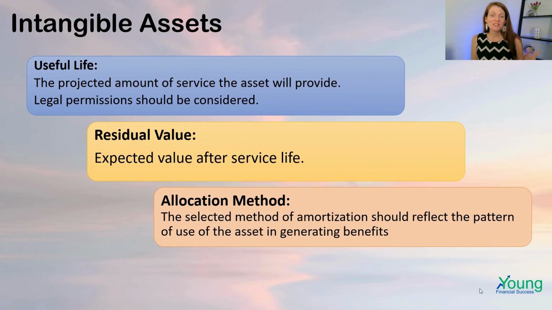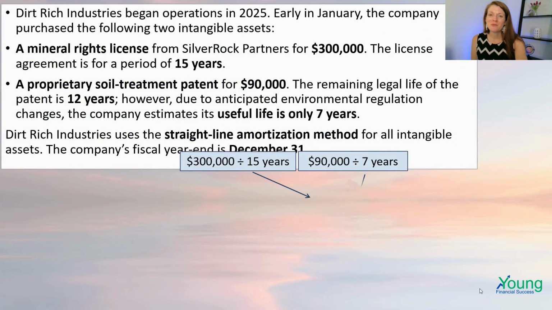But that's, of course, the expected value after its service life to us. And then the allocation method, we are going to choose whatever reflects the pattern of the generating benefits to the company. Typically, we're just going to be using straight line depreciation or amortization with intangible assets as well.